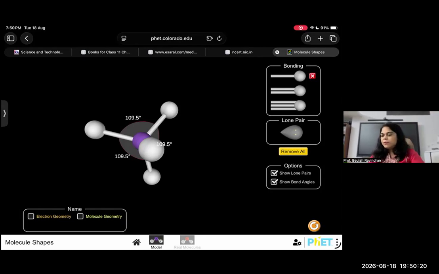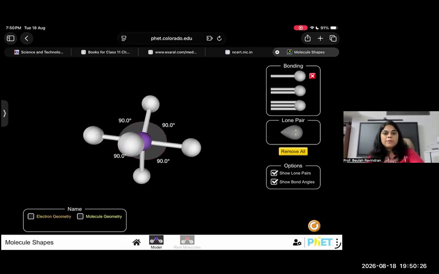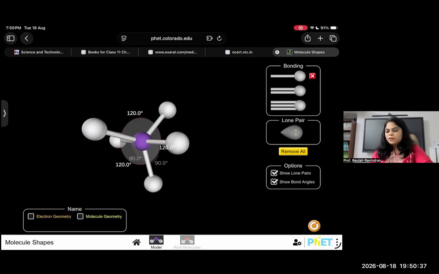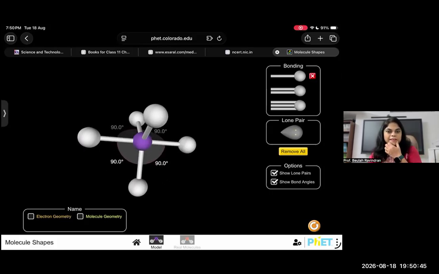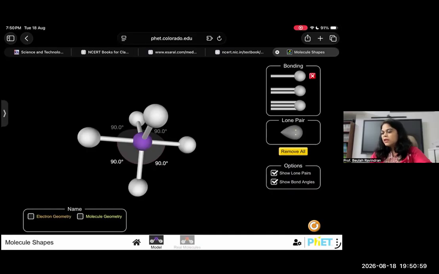So AB4 type. If you add another one, then we saw the AB5 type. It is actually what type? Trigonal bipyramid. So what is the angle? 90 degree and 120 degree we saw. Right. So here these three carry 120 degree, and these are all 90 degree. Can you understand? Then the AB6 type. What is the AB6 type? This one. This one is the AB6 type.